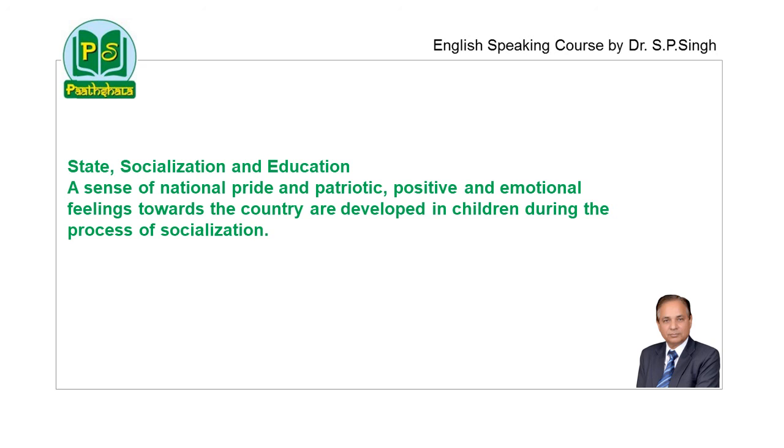A sense of national pride and patriotic, positive, and emotional feelings towards the country are developed in children during the process of socialization. A child develops a sense of national identity through observation of symbolic nationalism and its propagation by mass media. This feeling manifests from the need to be related with something big and a larger cause. The school generates patriotic feelings in the child. A child identifies himself with the nation and feels pride in sacrificing himself for the cause of the nation.